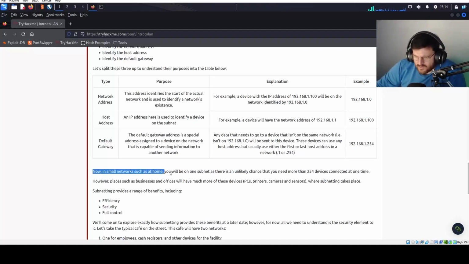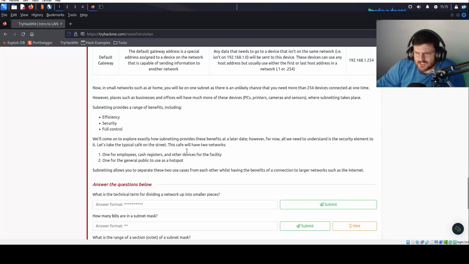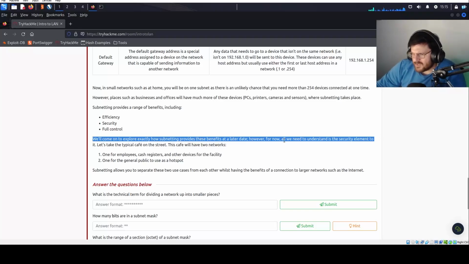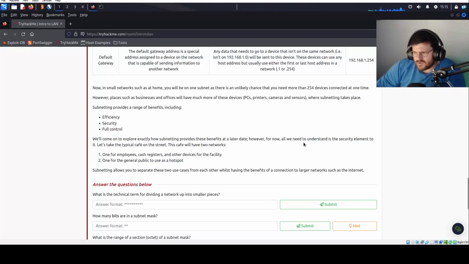Now, in small networks such as a home, you will be on one subnet, as there is an unlikely chance that you need more than 254 devices connected at one time. However, places such as businesses and offices will have many more devices, PCs, printers, cameras, sensors, etc., where subnetting takes place. Subnetting provides a range of benefits including efficiency, security, and full control. We'll explore exactly how subnetting provides these benefits on a later date. However, for now, all we need to understand is the security element to it.